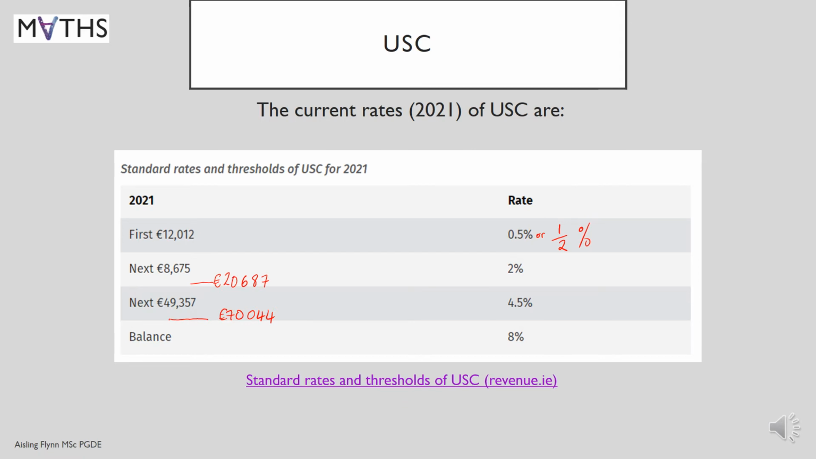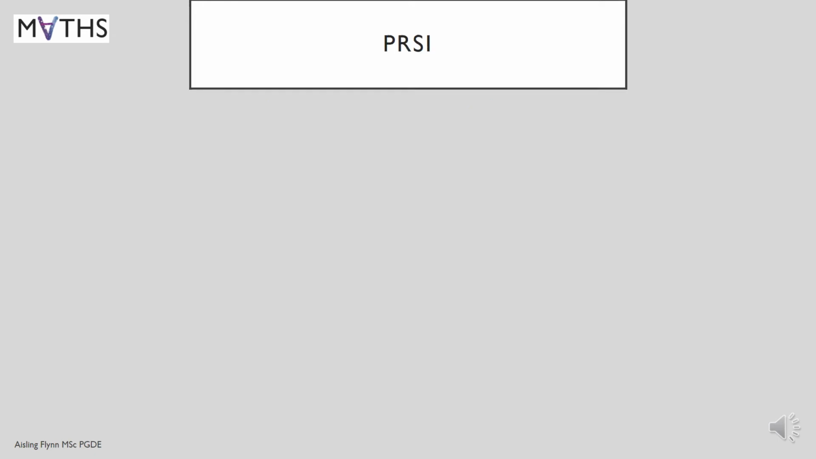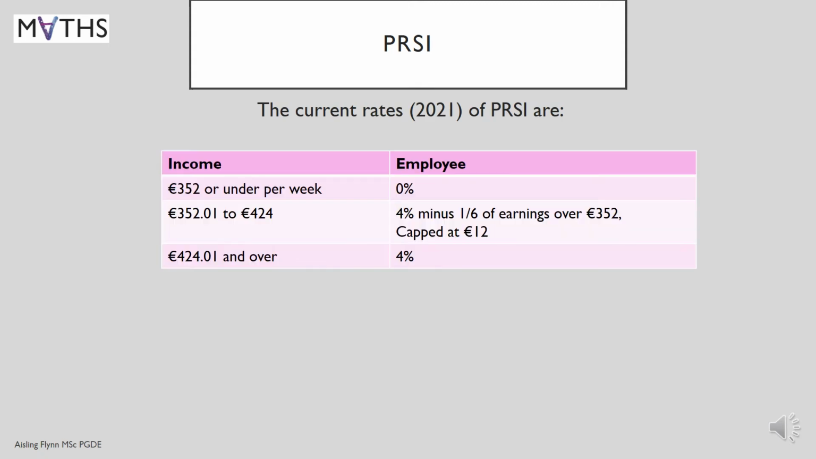Alright, so a bit to take in. We'll have to see it in practice. These are the current rates, and you can check out the most recent rates of PRSI at revenue.ie. Again, you can see there's a bit going on here. Basically there's 3 different levels. If you earn 352 or under per week, you don't pay any PRSI, but your employer will be paying it on your behalf.